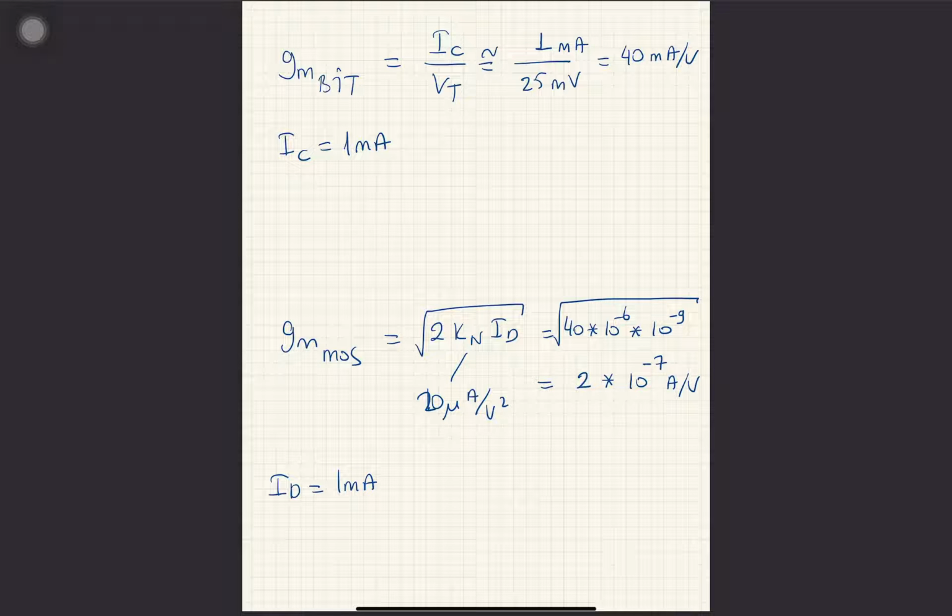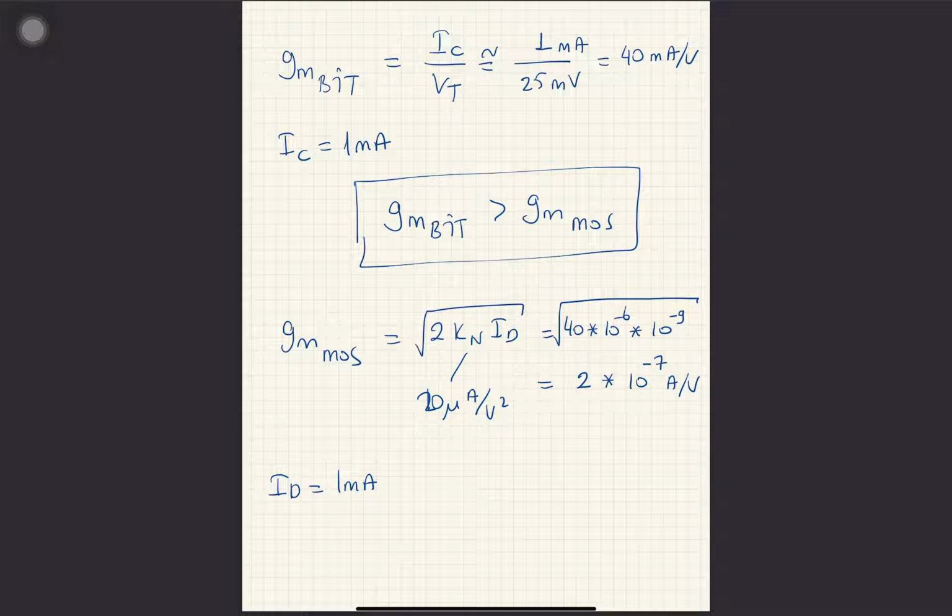There's a huge difference for the same bias for some typical Kn values. As you can see, most of the time for the same biasing value, GM of BJT is larger than GM of MOSFET. I hope I didn't make a mistake in the calculations.